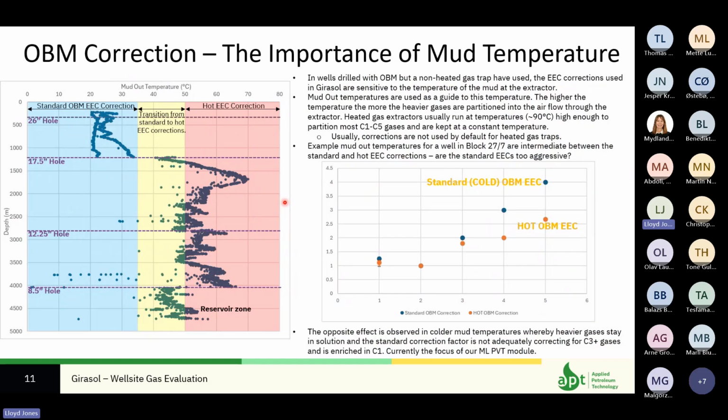Your predicted hydrocarbons are looking drier. And this is currently a big part of the research within APT to understand the importance of the mud return temperatures, what they have on the correction factors that are required. This might just be depending on the operator, or it might also be depending on the actual specific type of mud you're using, and that's something we're investigating at the moment.